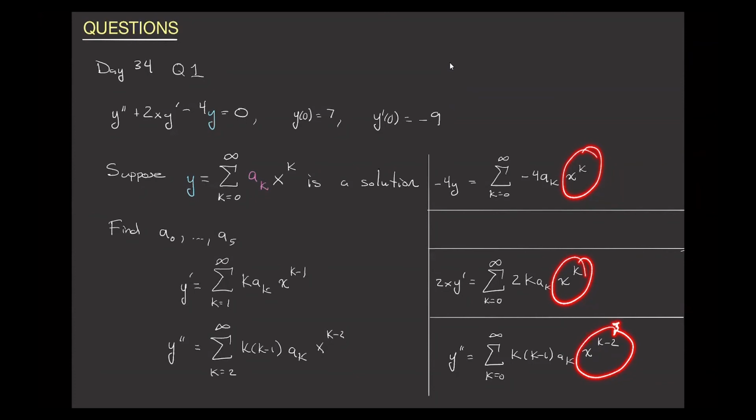It's probably easiest to do x to the k, but it really doesn't matter just so long as they're all the same exponent. The only one that doesn't have x to the k is the second derivative. This one has x to the k minus 2. So we want to adjust the indices so that what we get is x to the k here. I'm just going to rewrite this part. So what we're going to do is take k plus 2 here. Basically replace every instance of k with k plus 2.